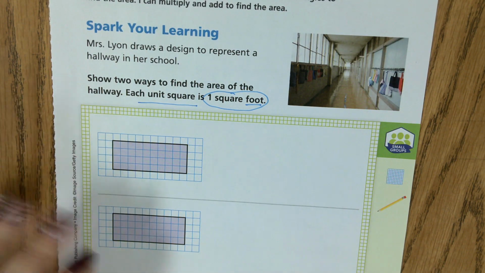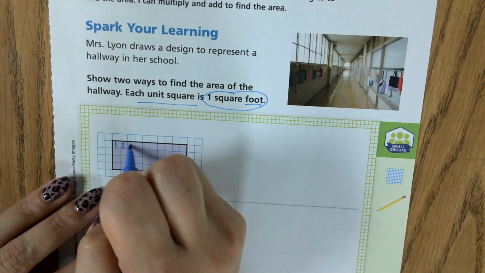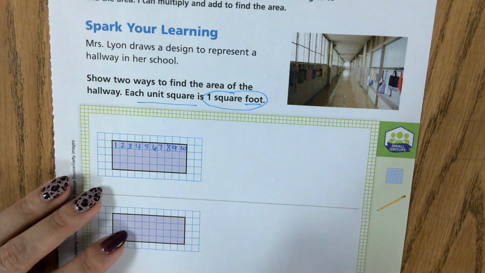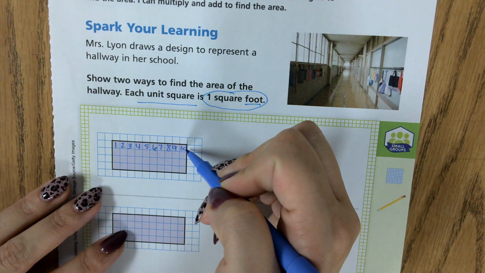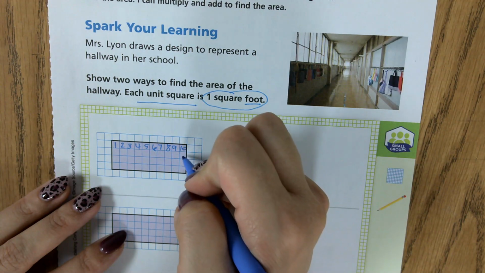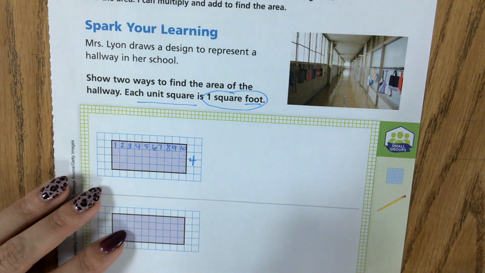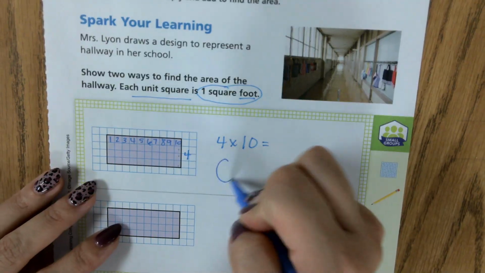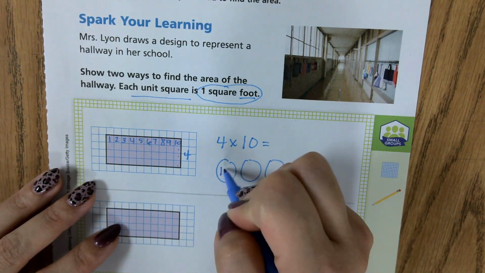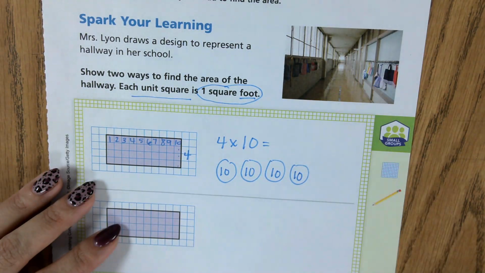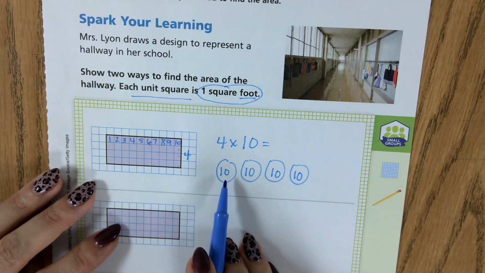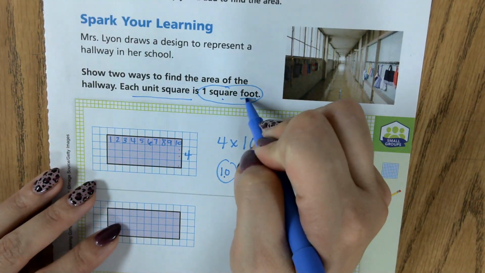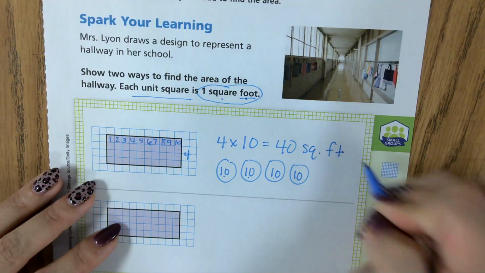Okay, so we have 2 designs, and it wants us to find 2 different ways to find the area. The very first way is we can just count them. If you wouldn't mind going through and counting each of our squares, you will notice that there are 10 in this first row, and there are 1, 2, 3, 4 rows total, so we have the multiplication 10 times 4. We can do this by doing equal groups, by showing 10 in each group. And if you count by tens, we have 10, 20, 30, and then 40. And then our measurement is square feet.